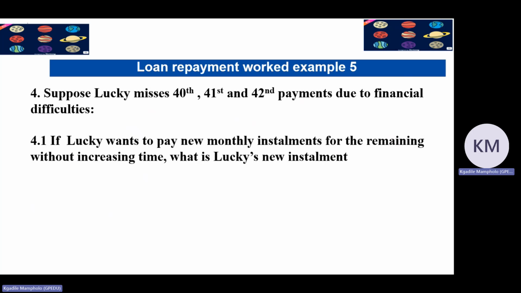So now, if the first option is this, Lucky wants to pay a new monthly installment for the remaining period without increasing time. What is Lucky's new installment? Meaning that Lucky wants new installments that he can pay when he resumes that will cover his arrears without necessarily increasing the time. He still wants to finish the period they agreed upon.